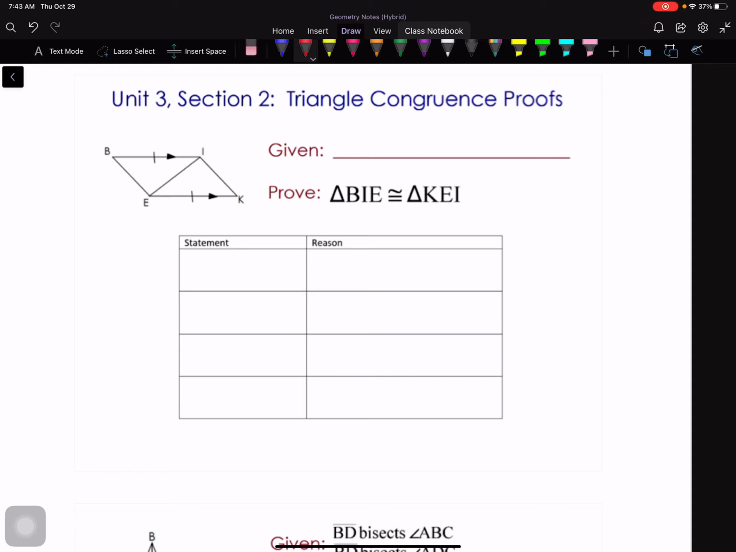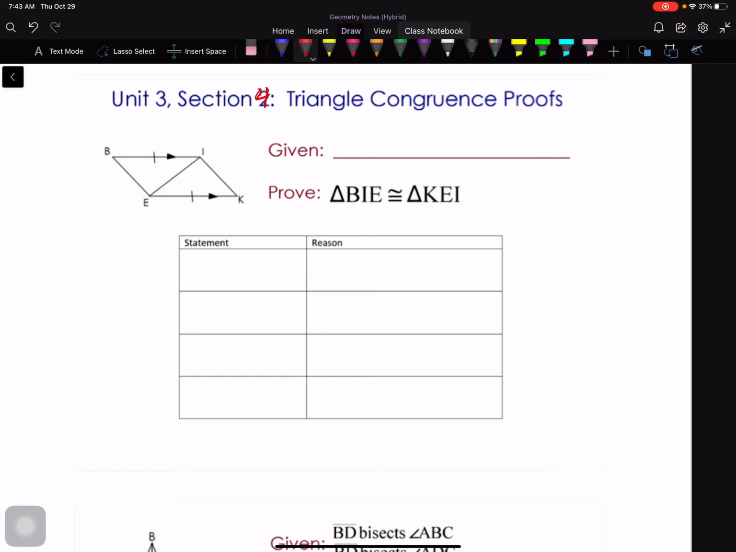All right, this is technically section 3.4, triangle congruence proofs, what you've all been waiting for. If you've ever had an older sibling or a friend that's been through geometry already, they all probably have told you how much they hate proofs. And this is kind of your first introduction to them. Now, I don't think they're so bad, but we'll see.